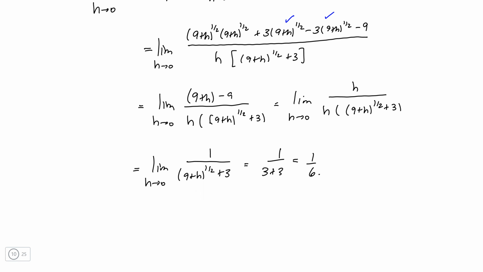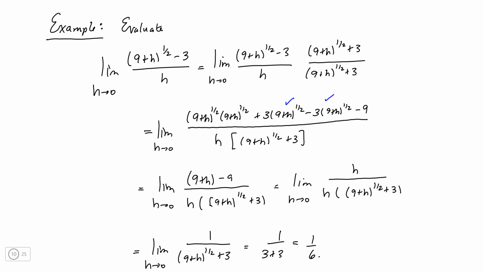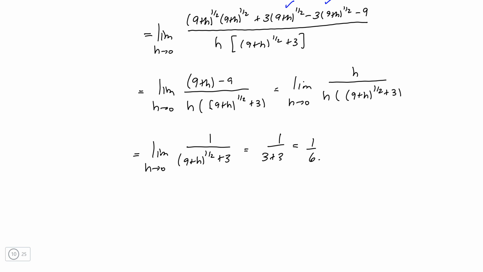So you'll see this trick of multiplying by what we call the conjugate, where you just change the sign of one of those terms. That shows up fairly often. It's quite a useful trick to have.